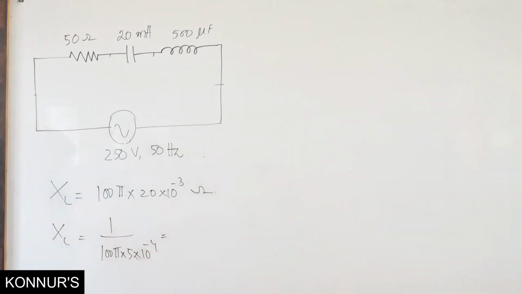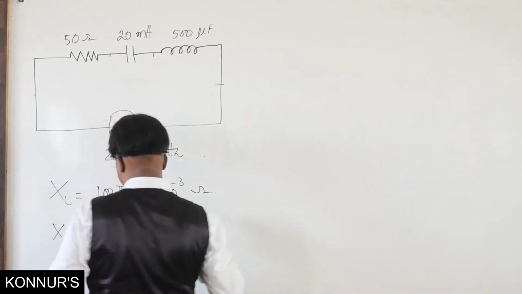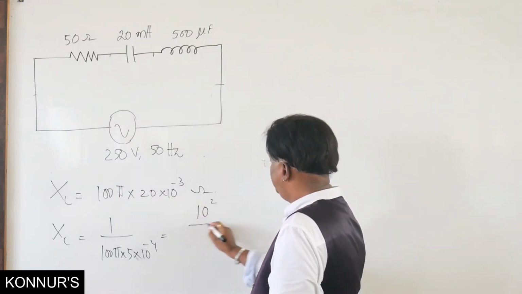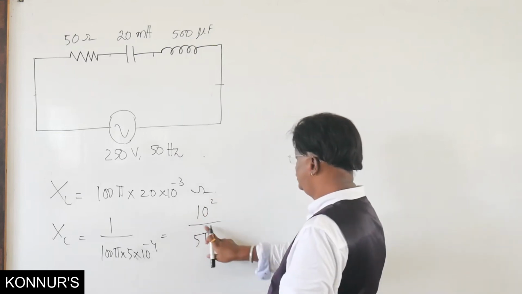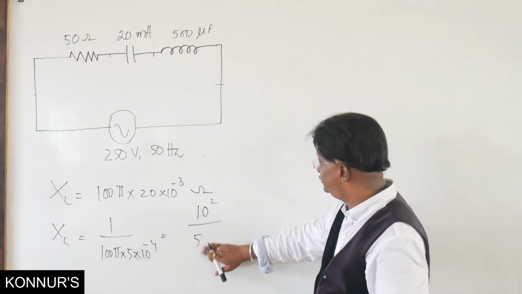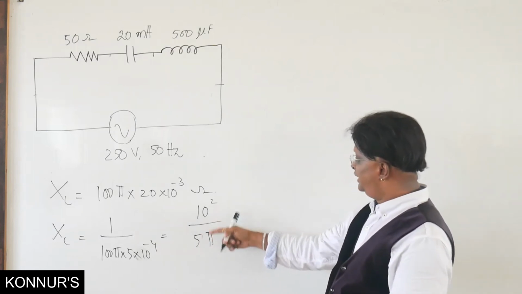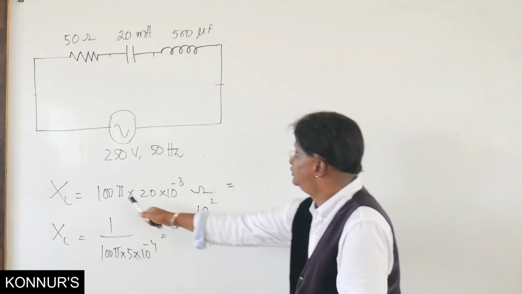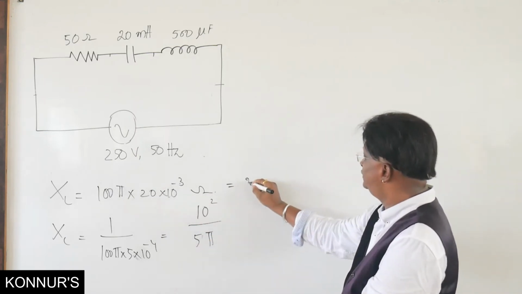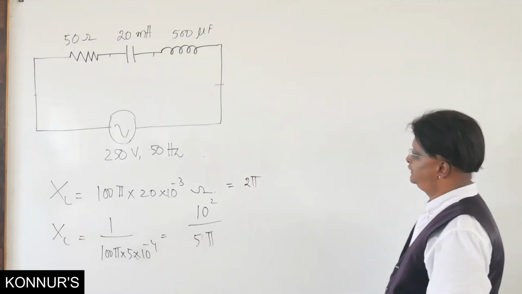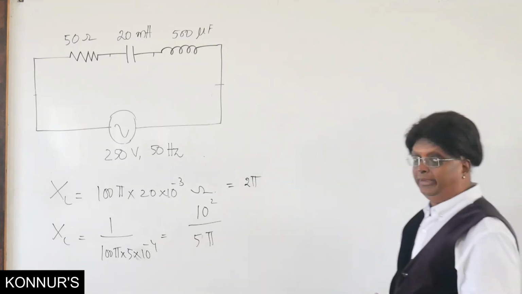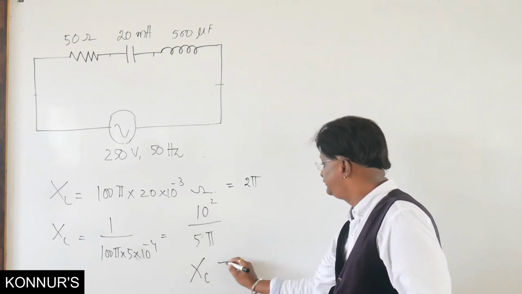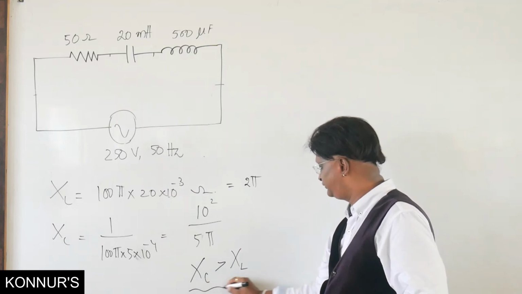Again, look at these numbers. So this is 10 raised to minus 2, right? So this is 10 squared by 5 pi value we got. 100 by 5, about 15 times you will get. Look at these numbers, what is that? Now, looking at these numbers, you can easily tell that XC is greater than XL in the given case.